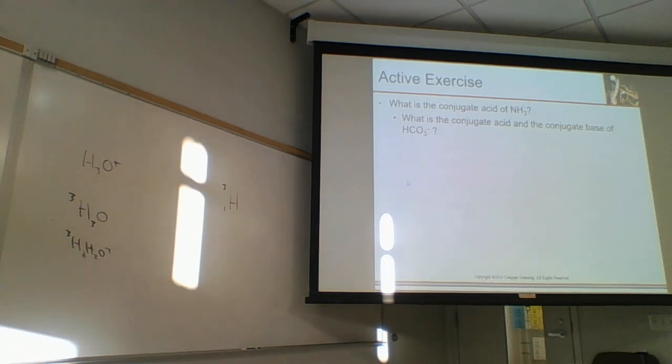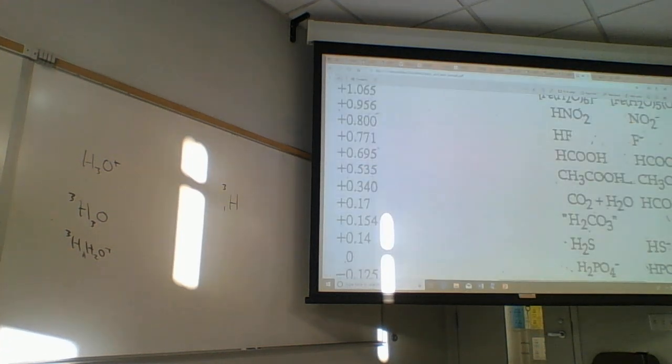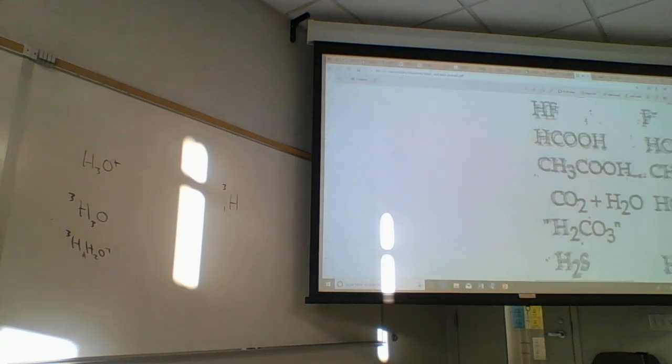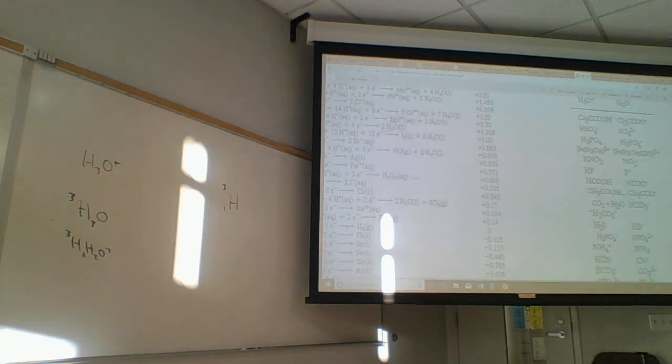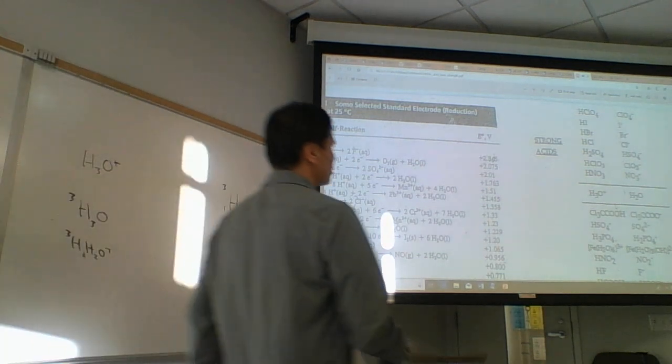So when we're looking at a chart like this for acid and base strength, we only need one chart basically because of this conjugate relationship. This is called a conjugate relationship.